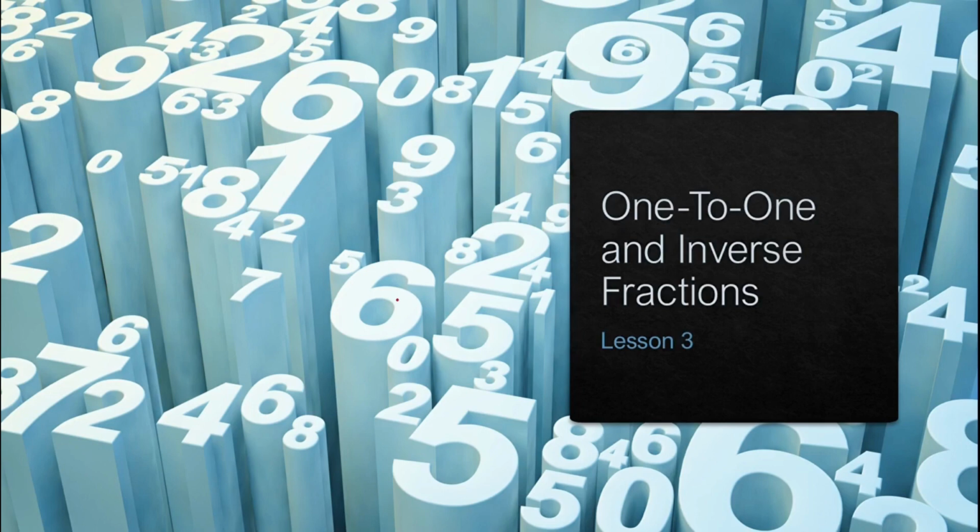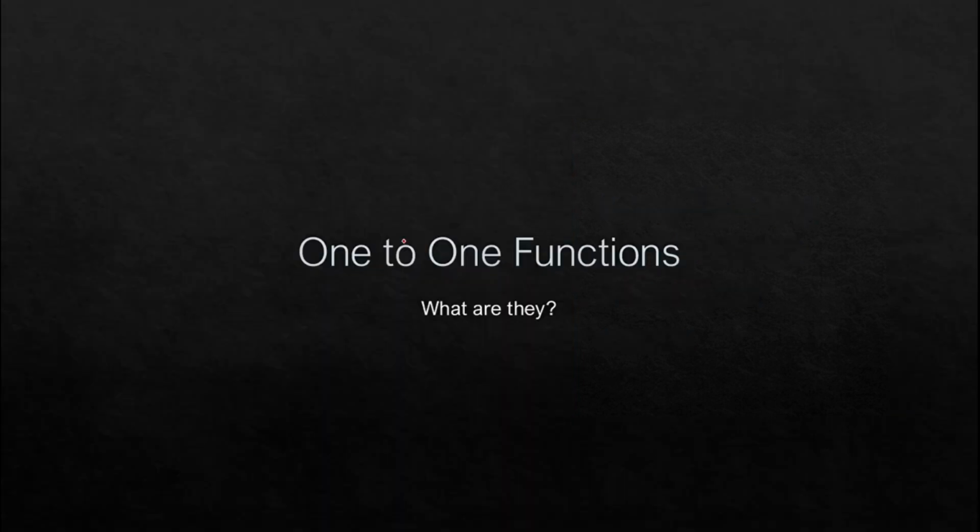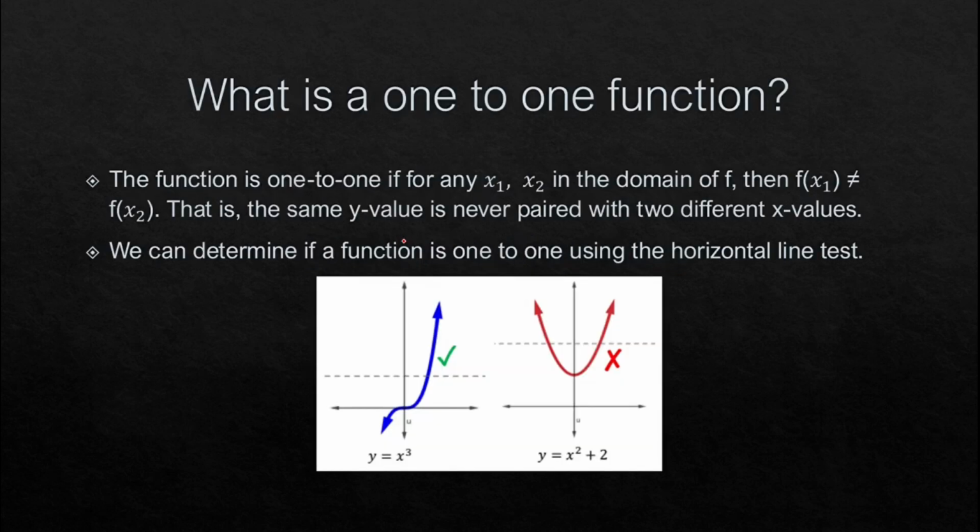Okay, so today we're going to discuss the third lesson of the Math 101 module, one-to-one and inverse functions. First, let's define what one-to-one functions are. A function is one-to-one if for any x sub 1 and x sub 2 in the domain of f, f of x sub 1 is not equal to f of x sub 2. That is, the same y value is never paired with two different x values. We can determine if a function is one-to-one using the horizontal line test.